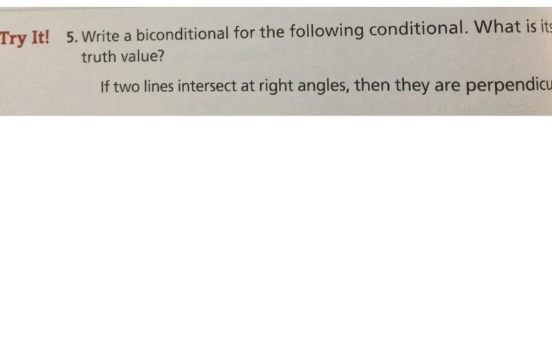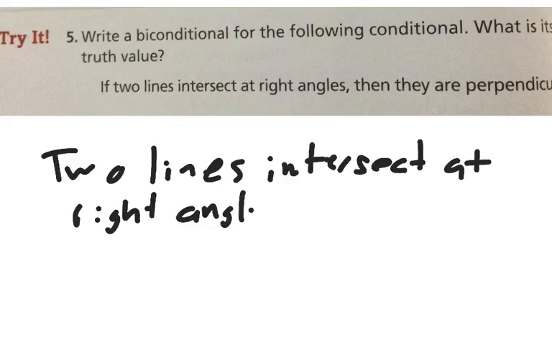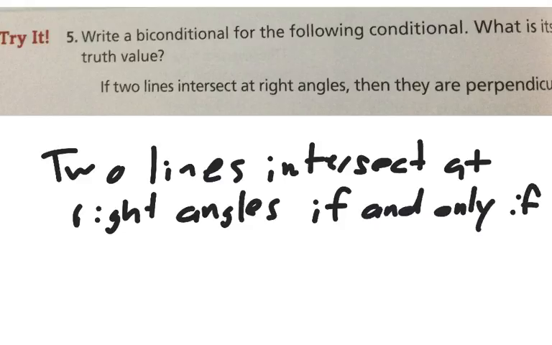Here's how we do that. We can say two lines intersect at right angles. And we're going to say if and only if. And what that means is you can flip this statement around. It's true in either direction. It's a biconditional statement. Two lines intersect at right angles if and only if they are perpendicular.